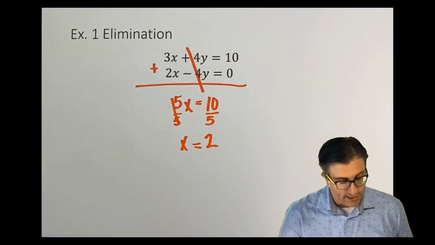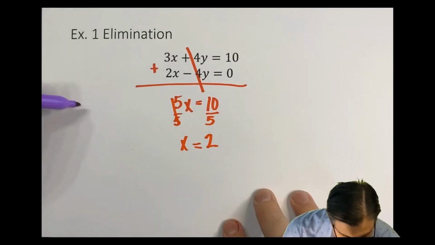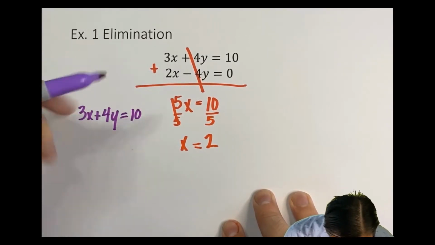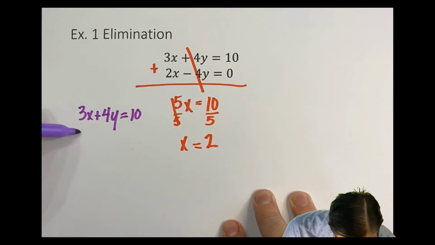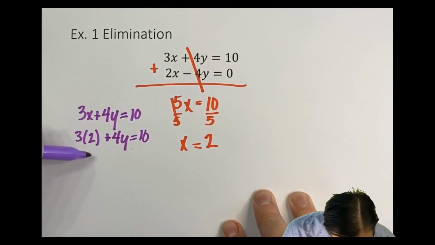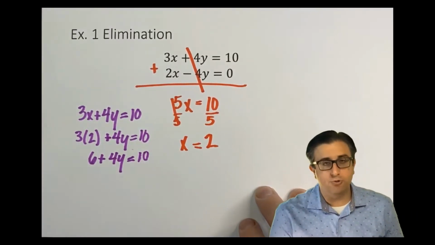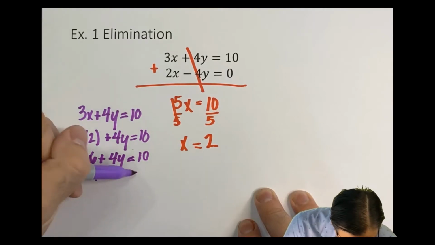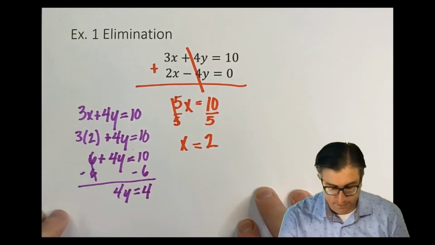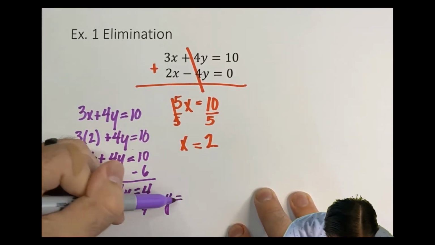Well, when I find the x, I also need to solve for y, so I pick an equation. I'm going to pick the top one, which is 3x plus 4y equals 10. I know that x is 2, so I'm going to plug in 2 in for x. Multiply, I get 6 plus 4y equals 10. I'm now at a two-step equation. Subtract 6. I get 4y equals 10 minus 6, which is 4. I'm left with a one-step equation, so I divide by 4, and I get y to be 1.